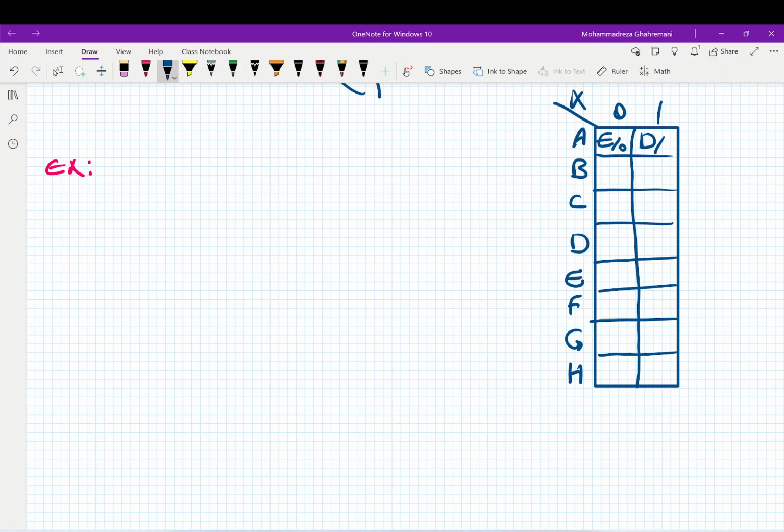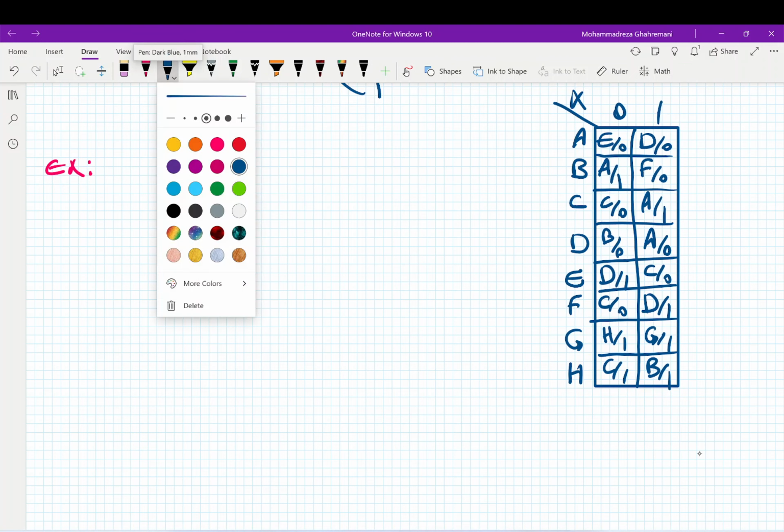E0, D0, A1, F0, C0, A1, B0, A0, D1, C0, C0, D1, H1, G1, C1, and B1. We want to use partitioning to minimize this circuit.